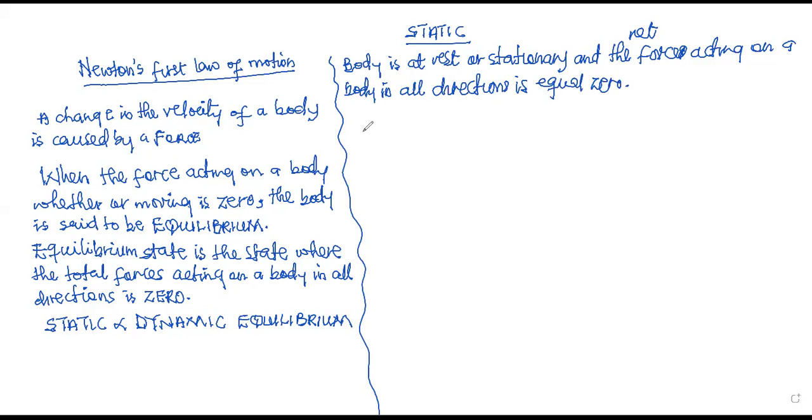Then in dynamic equilibrium, the body is in motion. In dynamic equilibrium, we have a body in motion, or we have a moving body, and the total forces or the net force acting on the body in all directions.